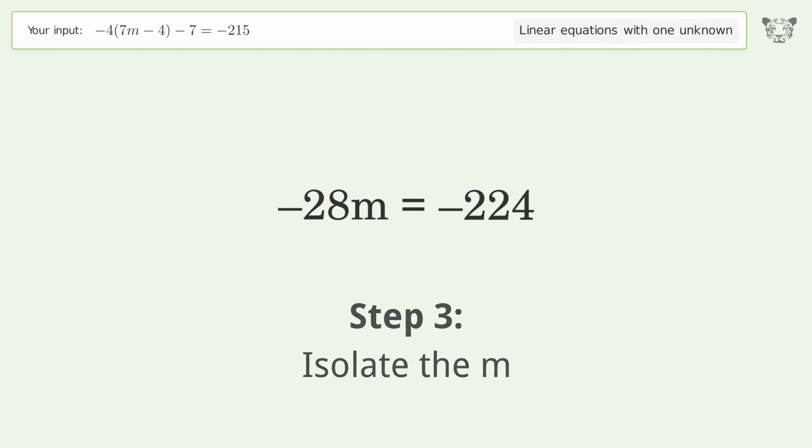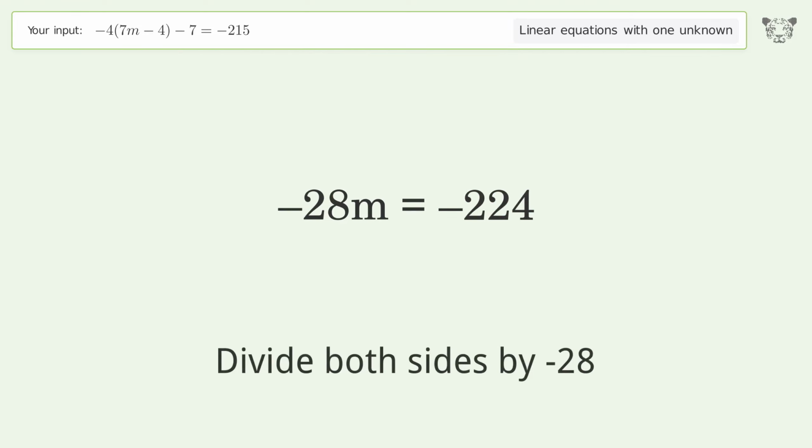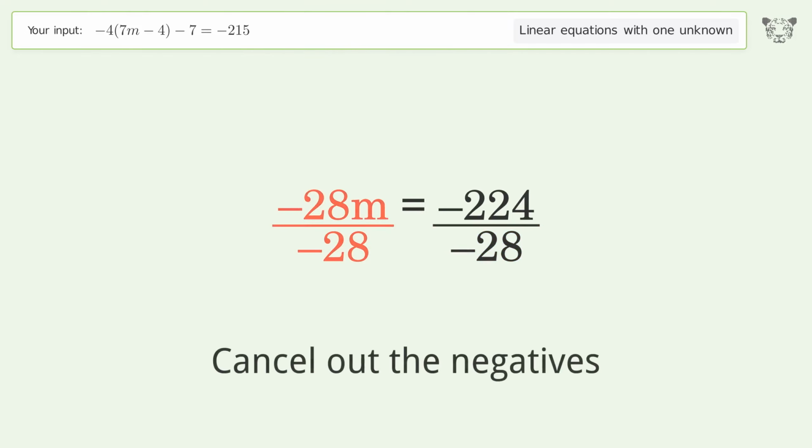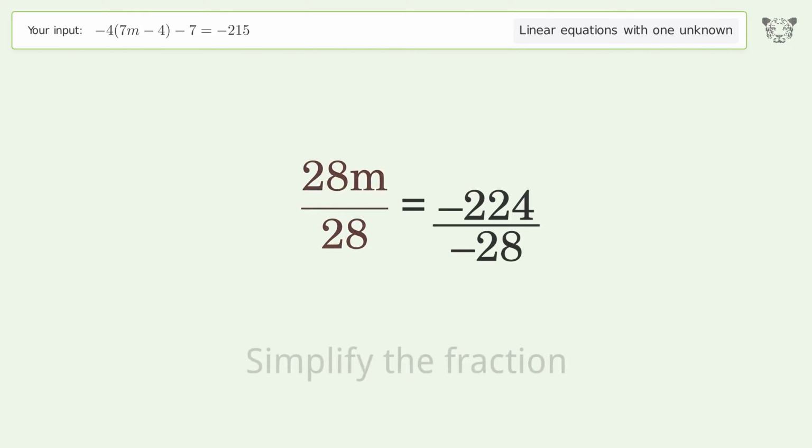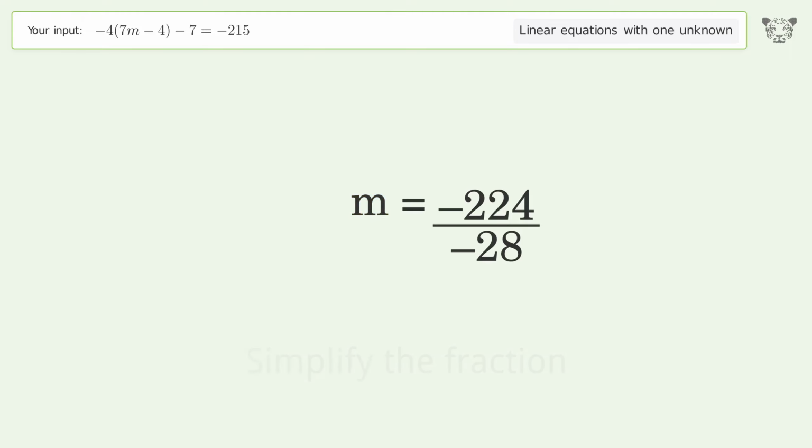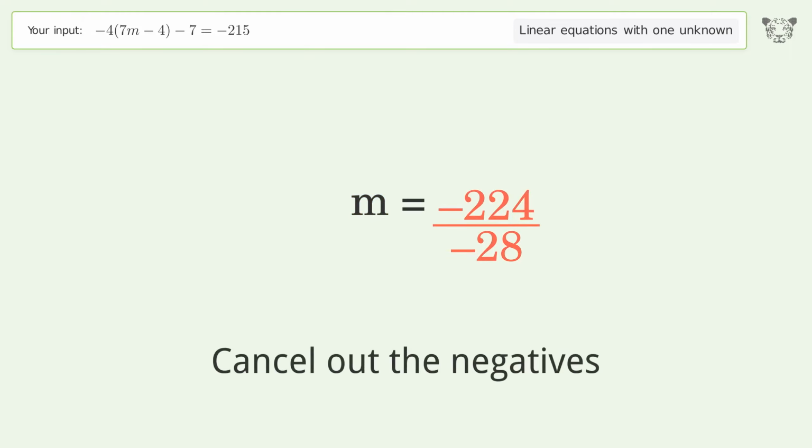Isolate the m. Divide both sides by -28. Cancel out the negatives. Simplify the fraction. Cancel out the negatives.